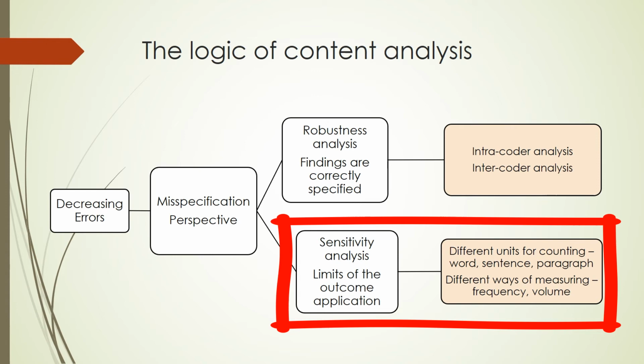The second is to look at different ways of measuring. One is to measure by frequency, count it. The other is to measure the space or the volume of the content. So there are different ways of measuring frequency and volume. And then we can look at the outcome of measuring using frequency, measuring using volume, and then look at the limits that can be applied.